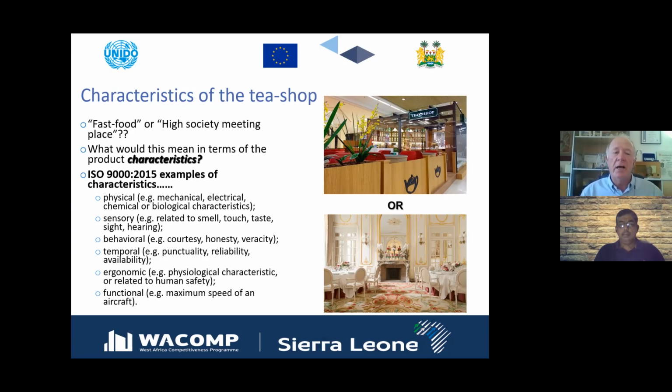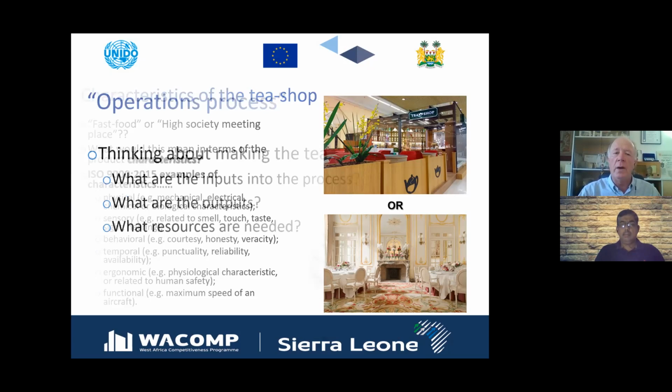Does it smell good? The behavior of the people who are serving the tea. The ergonomic effects. In other words, if we are sitting down for a cup of tea, is it a comfortable chair that we're sitting on? And functional, such as the size of the cup of tea, whether it's hot or not. So these are things that we need to think about when we are defining a process.